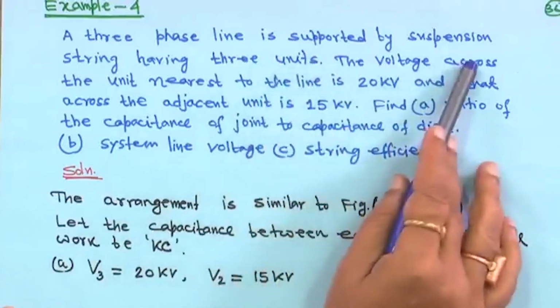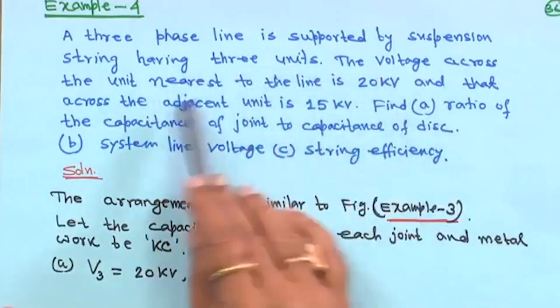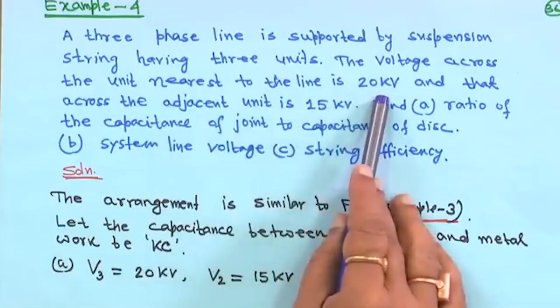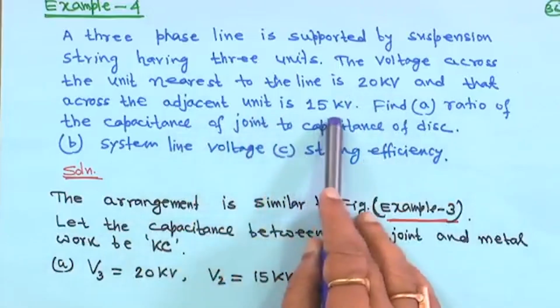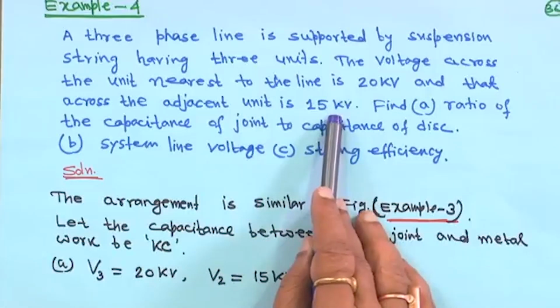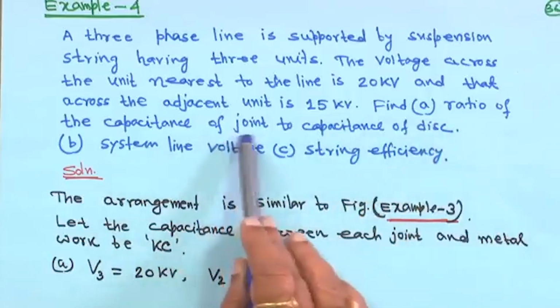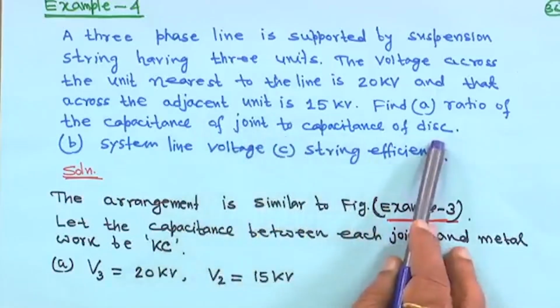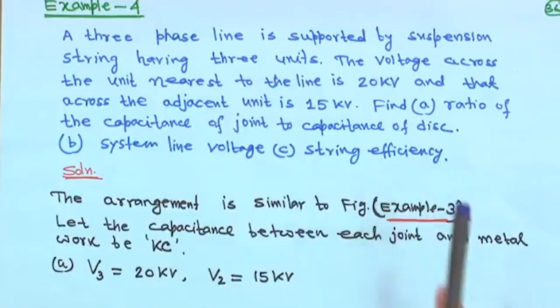Okay. So, come to your example 4. A 3-phase line is supplied by suspension string having 3 units. The voltage across the unit nearest to the line is 20 kV and that across the adjacent unit is 15 kV. Find A, ratio of the capacitance of joint to capacitance of disc, B, system line voltage and C, string efficiency.